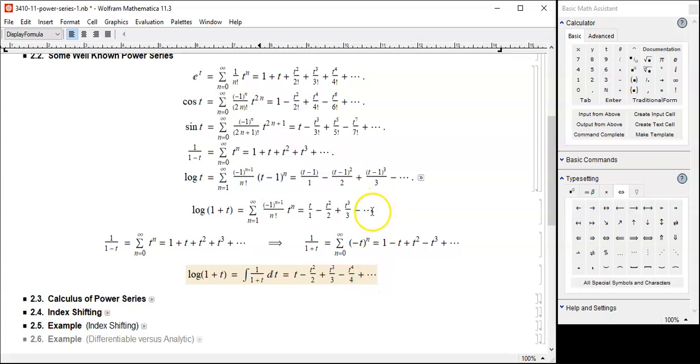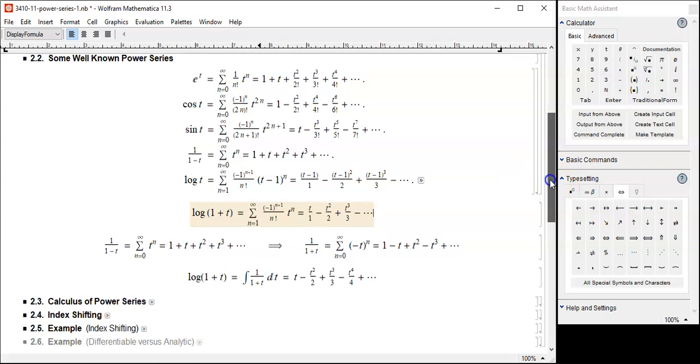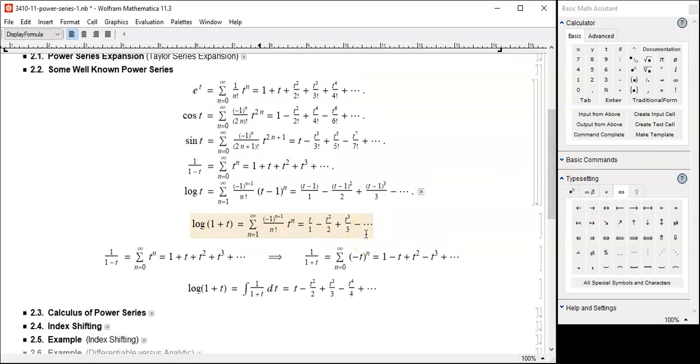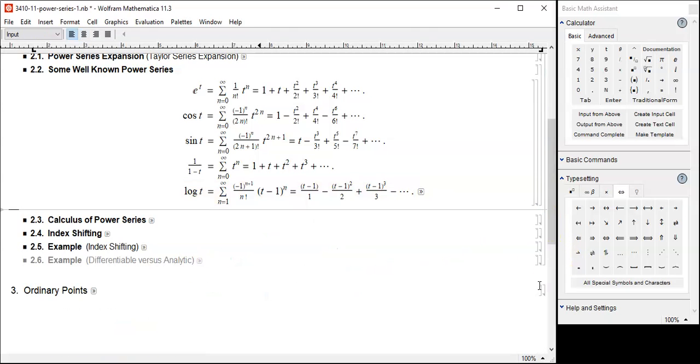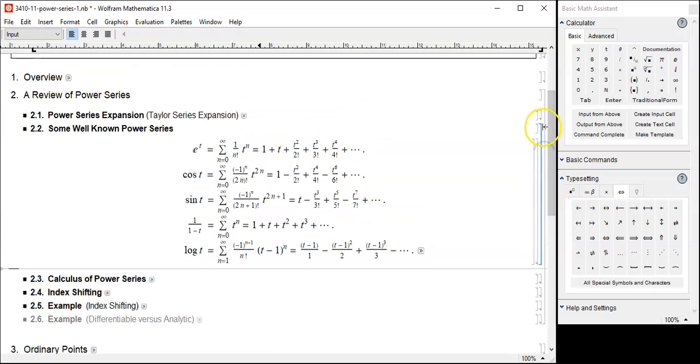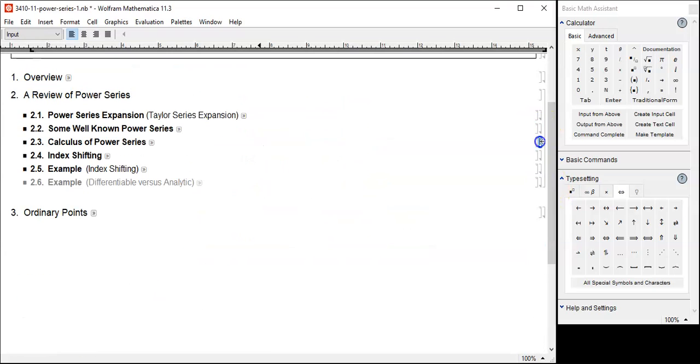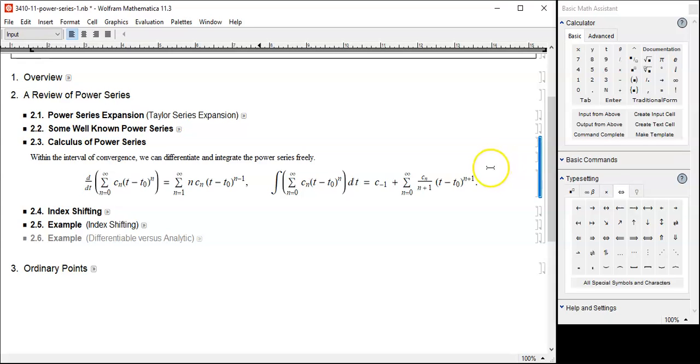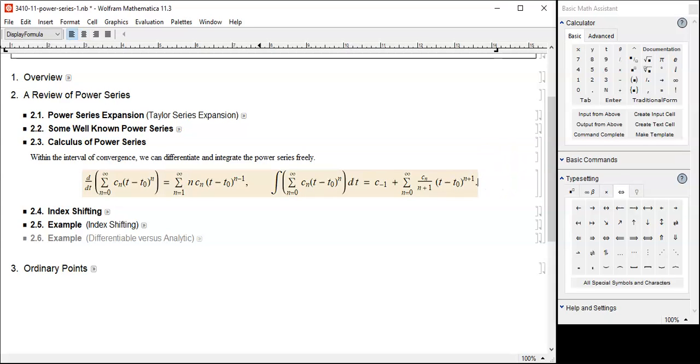And that's the form we used to use in calculus 2. Here, we took a parallel shifting and replaced t by t minus 1, and you're going to get this expression here. The calculus of power series: we can take the derivative and antiderivative freely, term by term, within the interval of convergence. Outside the interval of convergence, we can't do that.